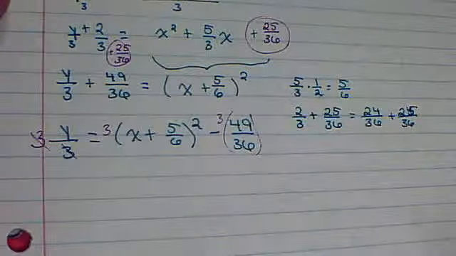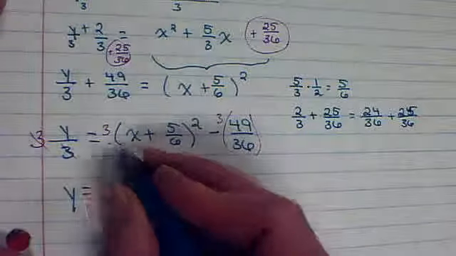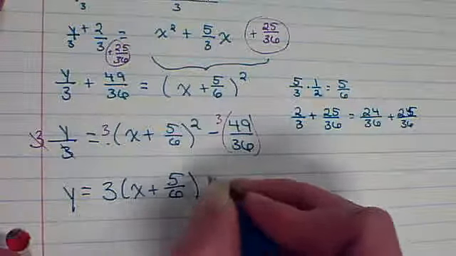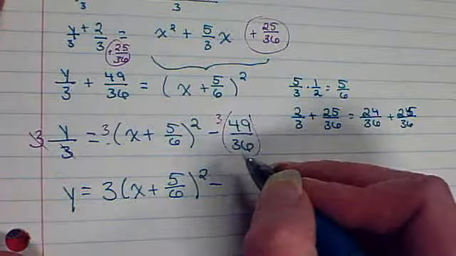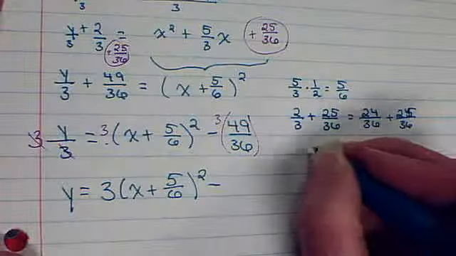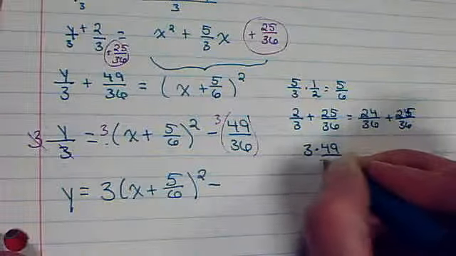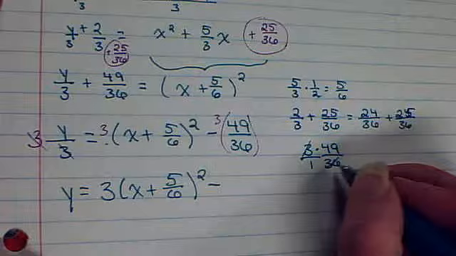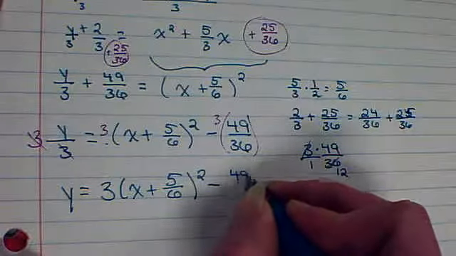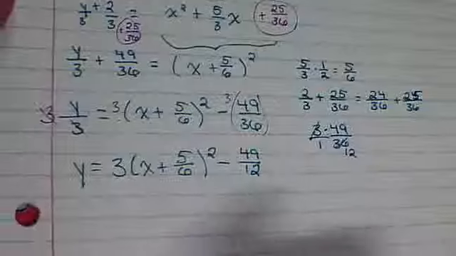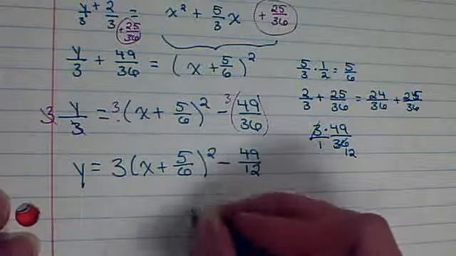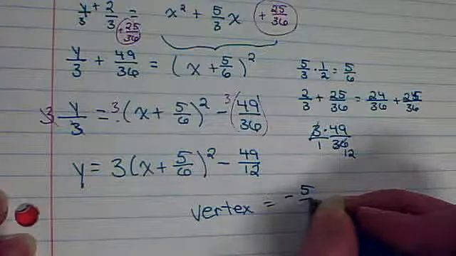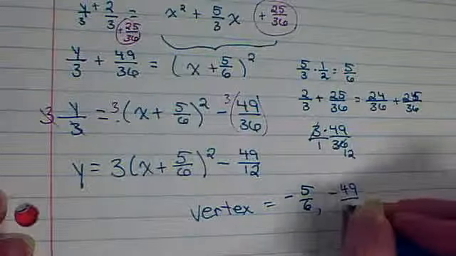Here the 3's divide out, and I'll be left with y. 3 times that parentheses is just going to be 3 times the parentheses. And then 3 times this. Now remember, 3 times 49 over 36, kind of like having 3 over 1. 3 into the 36 will go 12 times, so I'm going to be left with 49 over 12. Ugly, but hey, it worked. That means my vertex is at negative 5/6, negative 49/12.